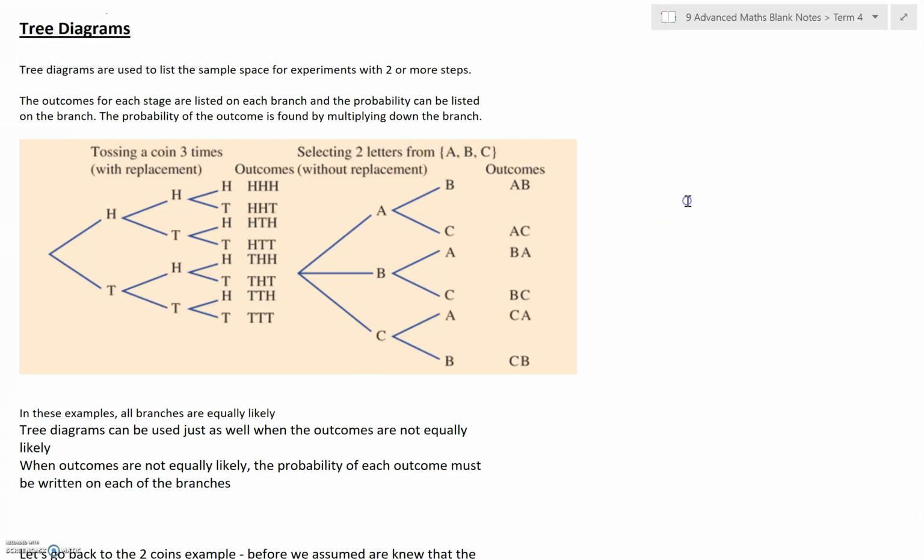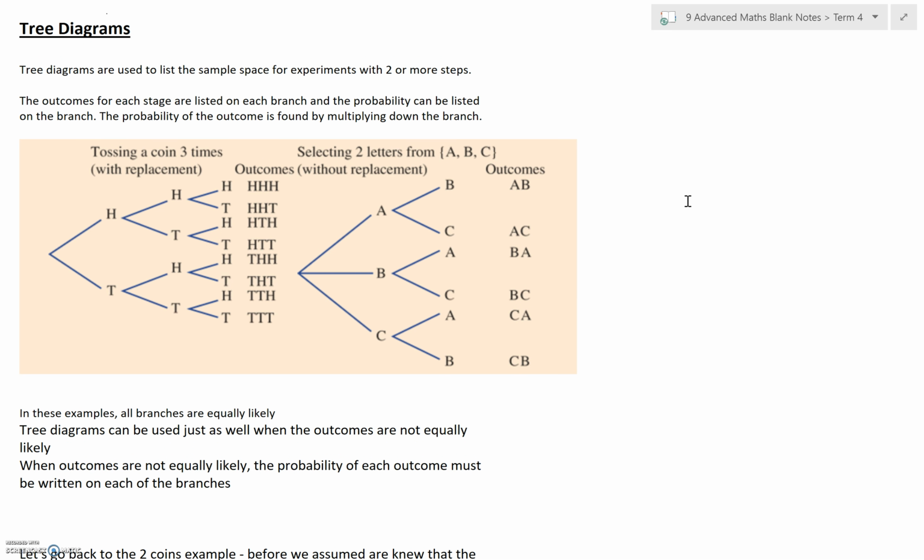Okay, so we're going to continue with the lesson, and this time we're going to work through some information on tree diagrams. Tree diagrams are used to list the sample space for experiments with 2 or more steps. It's another good way of displaying the sample space, like a two-way table, when there's multiple things happening. The outcomes for each stage in a tree diagram are listed on each branch, and the probability can also be listed on the branch.